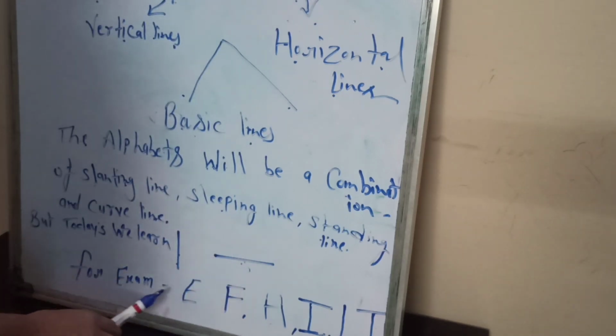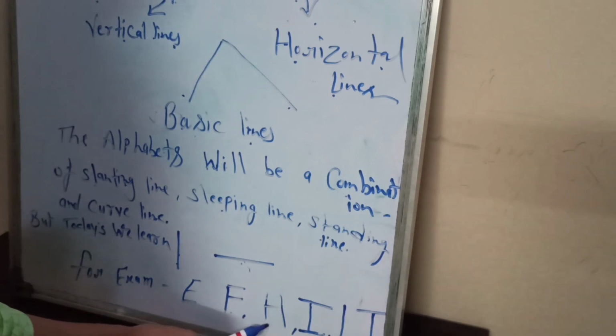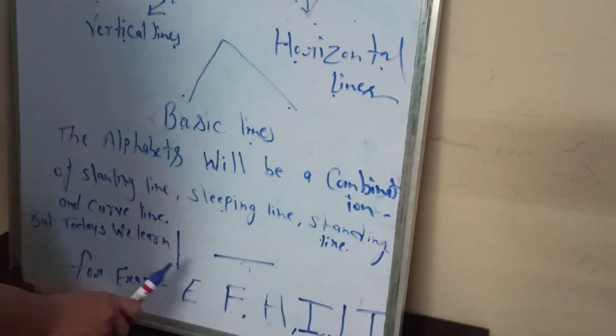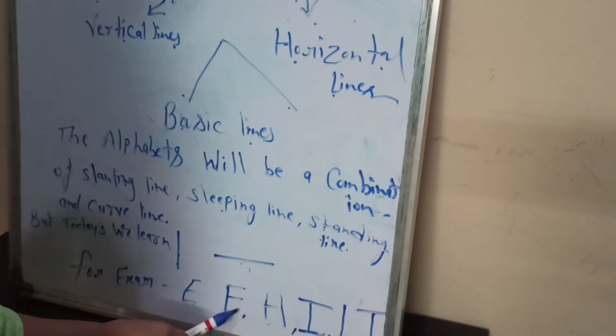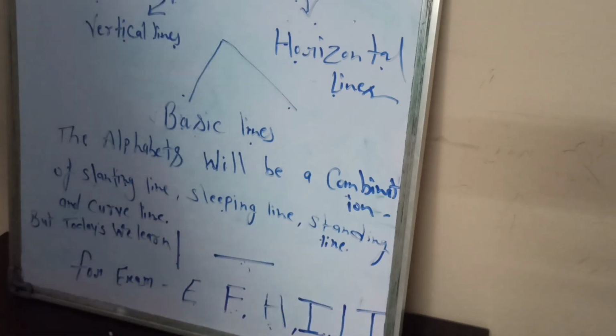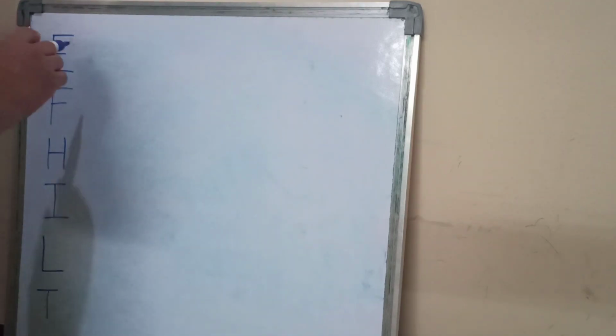For example, E, F, H, I, L, T. Okay kids? Now we will draw a few letters with the help of standing line and sleeping line.